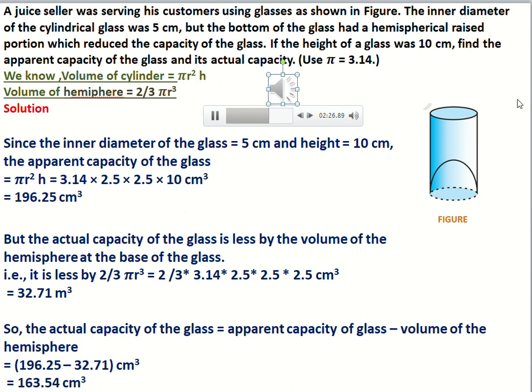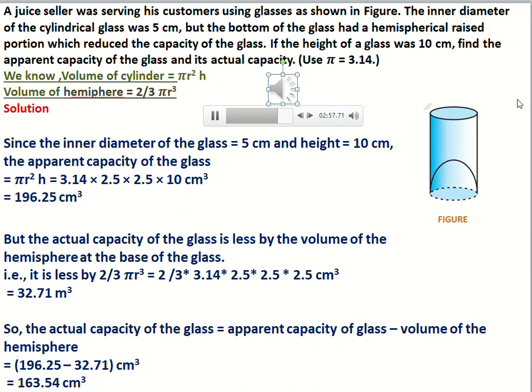Radius is half of the diameter, that is 5 by 2, which is 2.5. And h is given, that is 10 cm. So we will substitute these values in this formula. Pi r square h is equal to 3.14 into 2.5 into 2.5 into 10, which is equal to 196.25 cm cube.